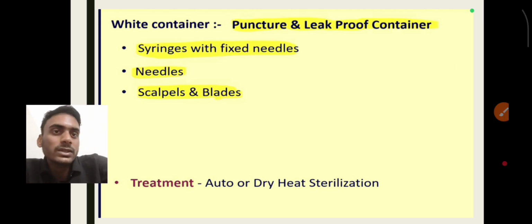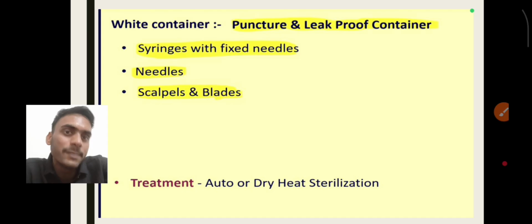In the white container we place puncture-proof and leak-proof items, like syringes with fixed needles. If it is a syringe without needles, then we place it in the red bag. Needles, scalpels, and blades we place in the white container. You have to learn this. Treatment like autoclaving or dry heat sterilization is used for disposing of white container biomedical waste.